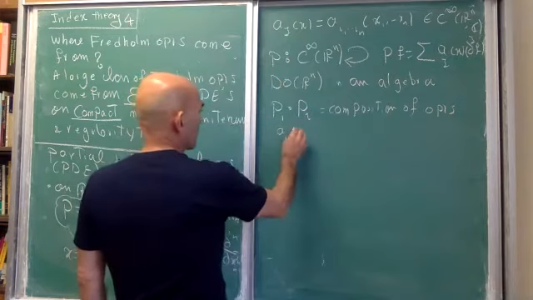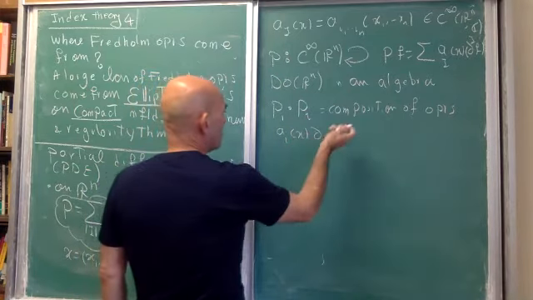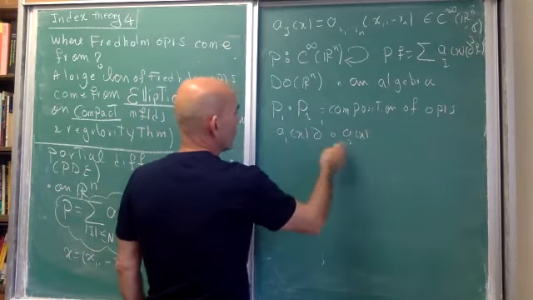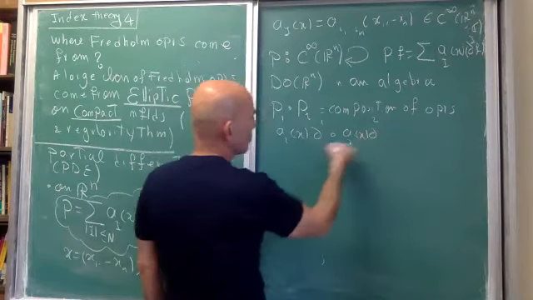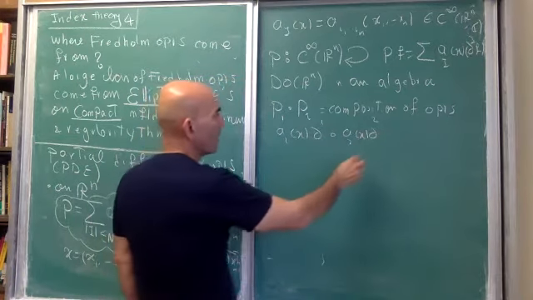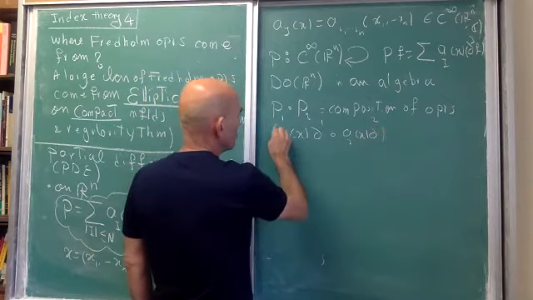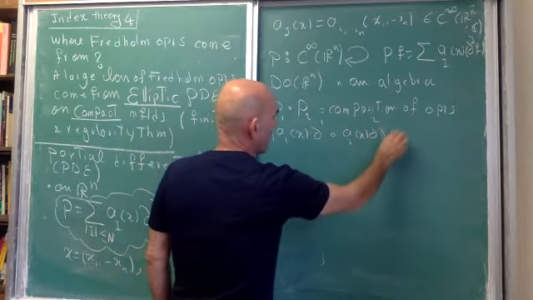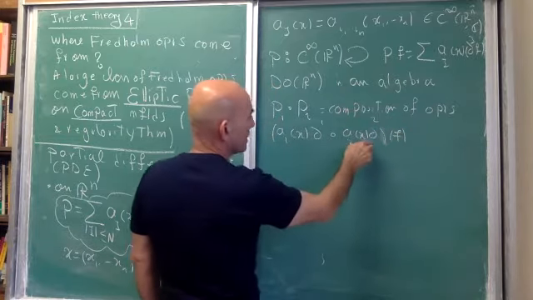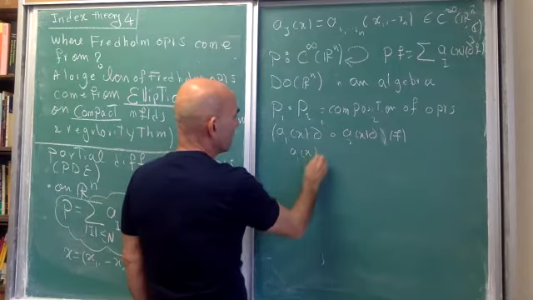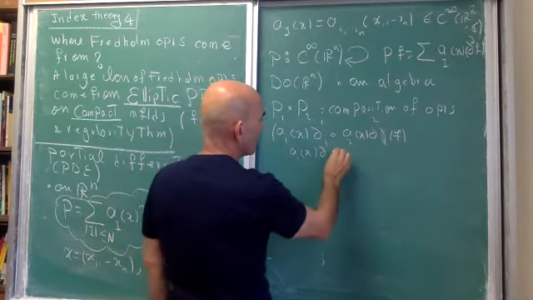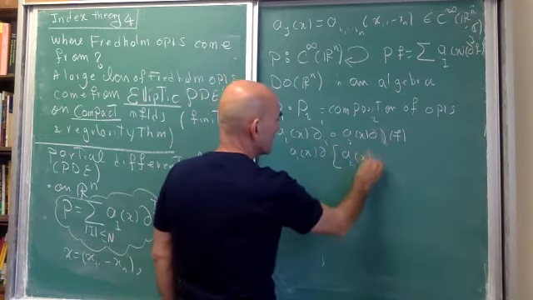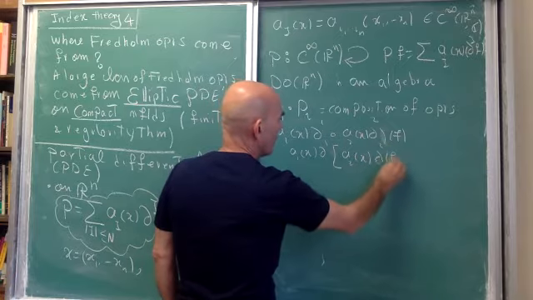Let me write it like this. For example, imagine you have A1 D1, and you want to compose it with this operator. These are both first order, for example A2 D2. So how does it act? Imagine you want to act it on some function f. So this is A1(x) D1, then composed with acting on A2(x) D2 of f.